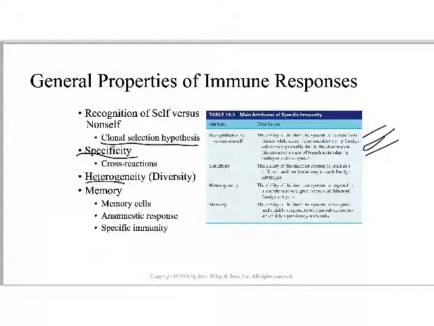Okay, now heterogeneity or diversity. So it can respond to a variety of different foreign antigens. Okay, and then we have memory. So we want to be able to remember or have memory cells so that we can develop a quick immune response. So that the anamnestic response, which I don't know if I said that right, which is a secondary response, we want it to happen fast. Okay, and we want it to be specific.